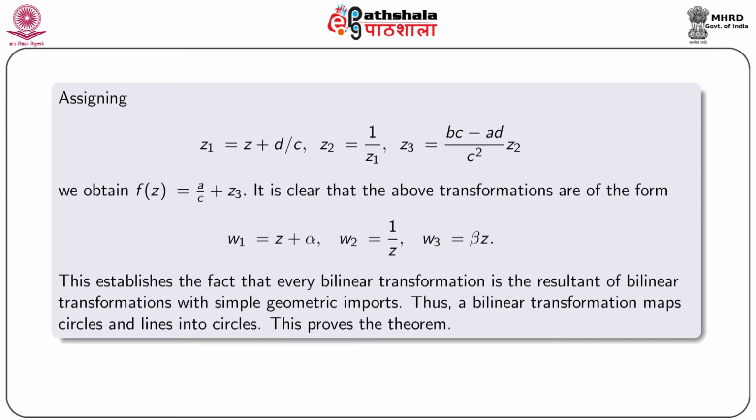It is clear that the above transformations are of the form W1 equal to z plus alpha, W2 equal to 1 by z and W3 equal to beta z. This establishes the fact that every bilinear transformation is the resultant of transformations with simple geometric import. Thus, a bilinear transformation maps circles and lines into circles and lines. This proves the result.